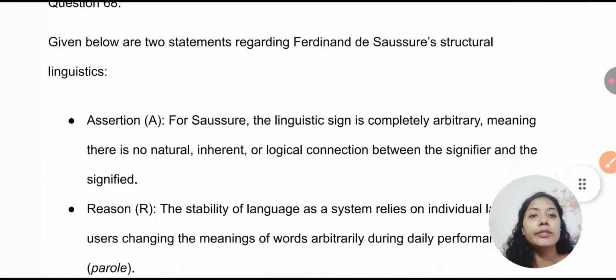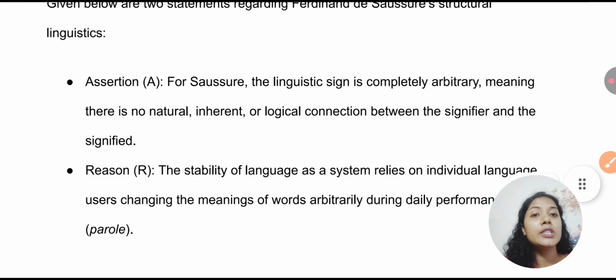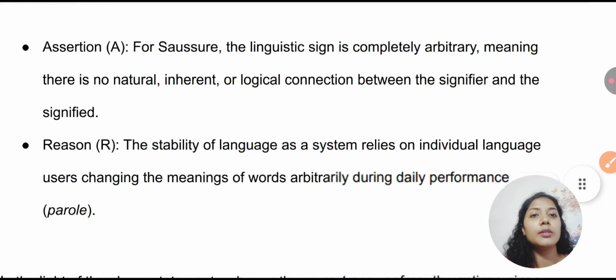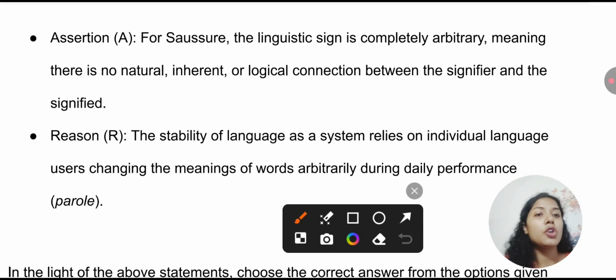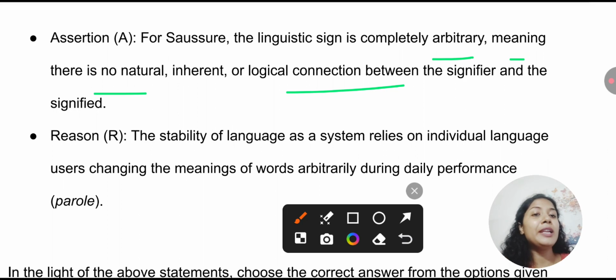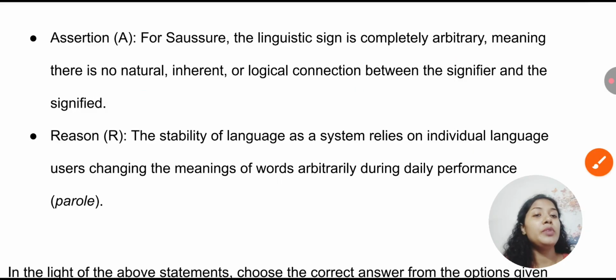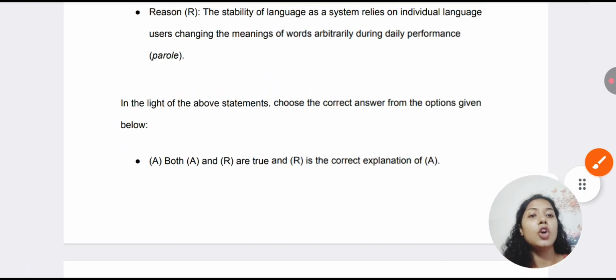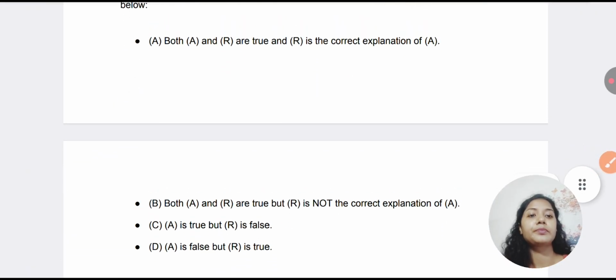Next question, you have assertion and reason regarding Ferdinand de Saussure. Assertion is saying, for Saussure, the linguistic sign is completely arbitrary, meaning there is no natural, inherent or logical connection between the signifier and the signified. कल की क्लास में इसको मैंने बहुत अच्छे से समझाया है. Reason is saying the stability of language as a system relies on individual language users changing the meanings of words arbitrarily during daily performance. Which one will be the correct answer? Here are the options. Quickly comment your answer.